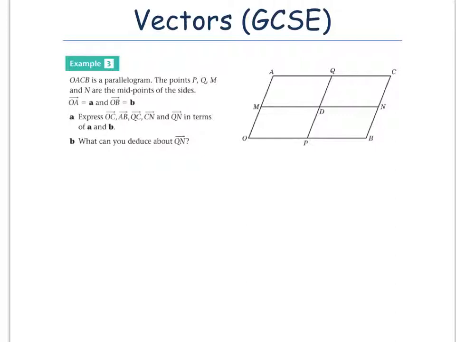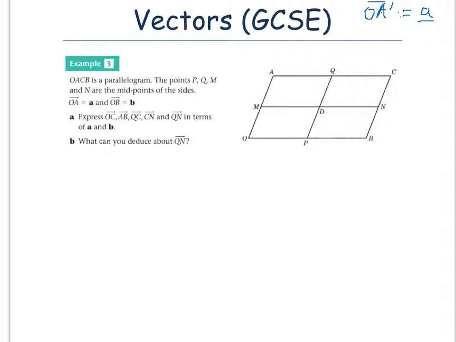Now, you need to remember when doing vectors that, because we can't write in bold, you underline. So instead of writing OA and then bold A, we would write OA is equal to A underlined. Okay, so that's what we're going to have to do for every question in Mechanics 1. So, express OC, OAB, QC, CN and QN in terms of A and B.